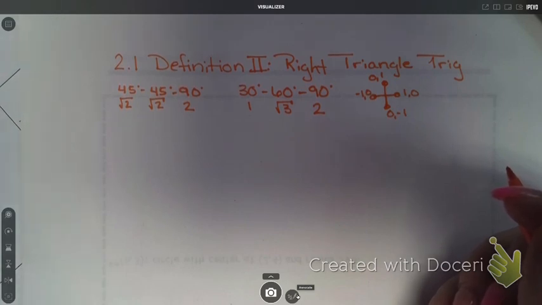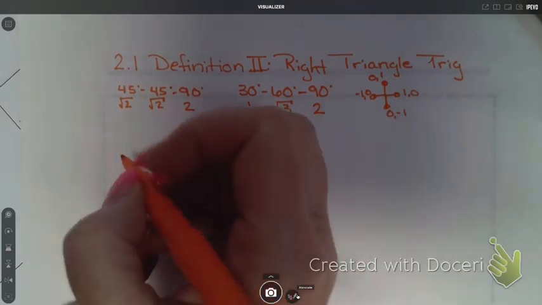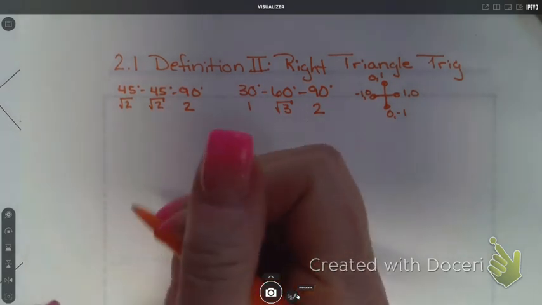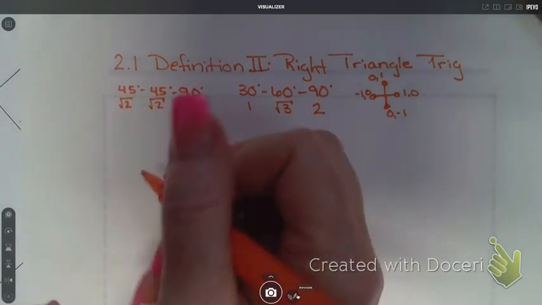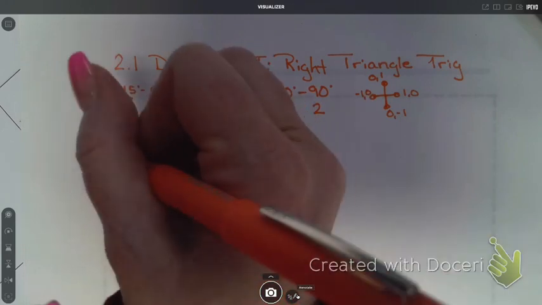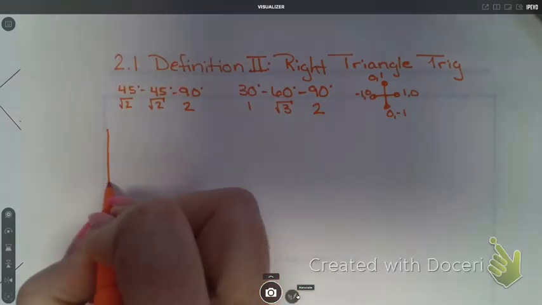But when you think adjacent, you should be thinking x. When you think opposite, you should be thinking y. When you think hypotenuse, you should think r. Okay? So definition 2 is just SOHCAHTOA, which you guys know. Yes? So we're just going to recap it.